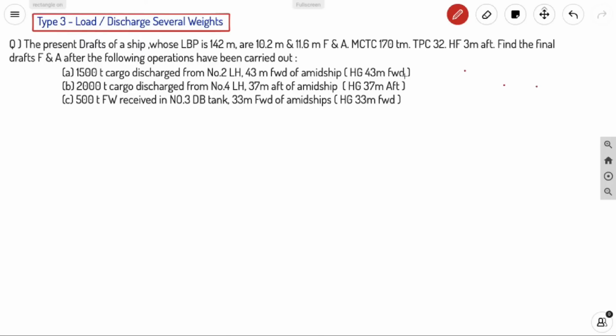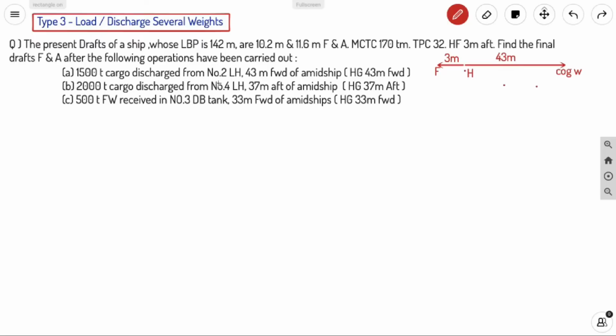We know to calculate our moment we need the distance from the center of flotation. As we see, it's given your weight is 43 meters forward of H. In the question it is given that your F is 3 meters aft of H. That means F is somewhere here, 3 meters. So the distance from F to COG of that weight is 43 plus 3, 46.